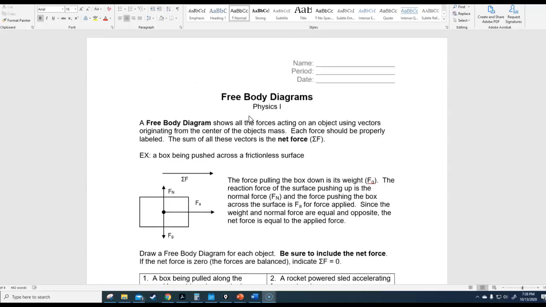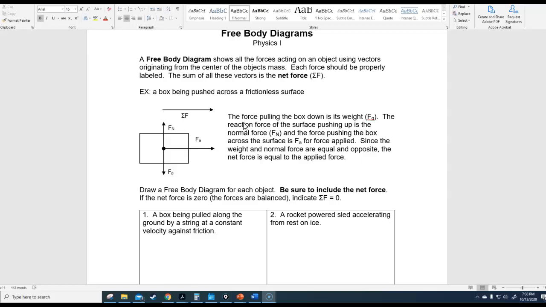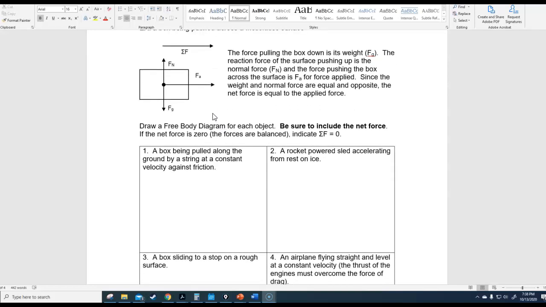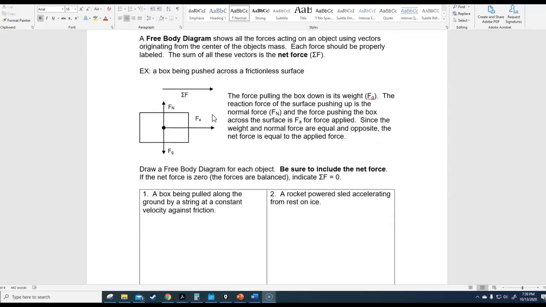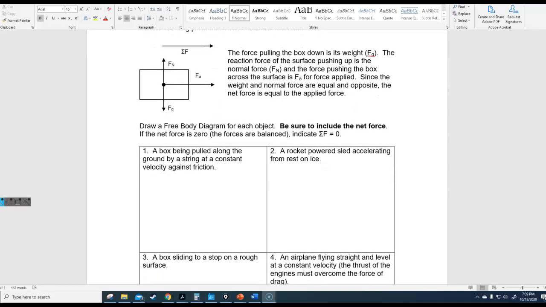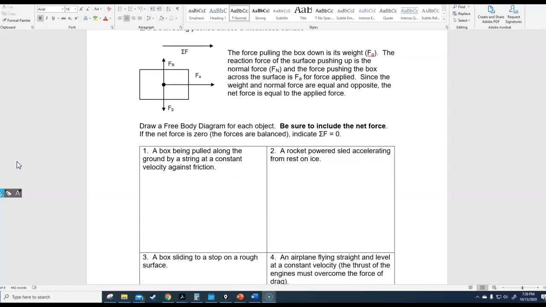Okay, so this is your free body diagram practice worksheet that you're supposed to be working on. I'm just going to go over the first couple problems just so you know what your work should look like. Again, if you have a printer, you can print out this worksheet. If you don't have a printer, then you can do this work on a scratch sheet of paper. Please make sure that you write your name on the paper and that you label the question numbers.